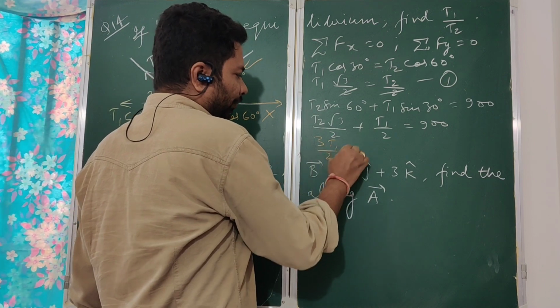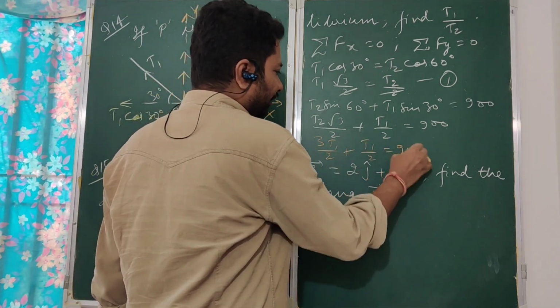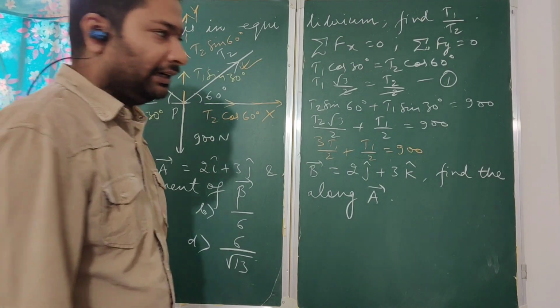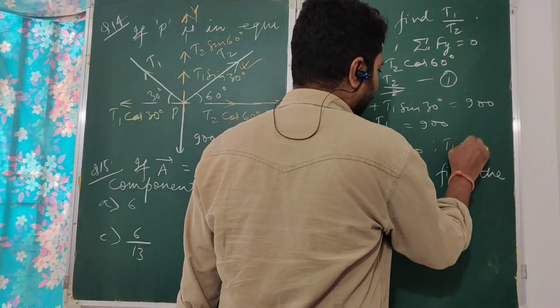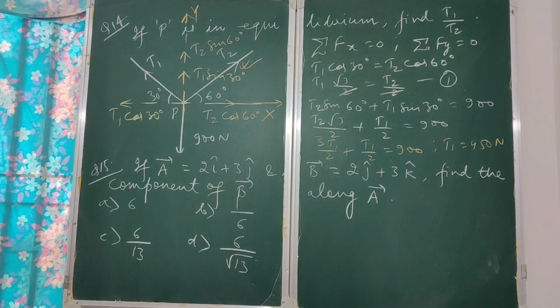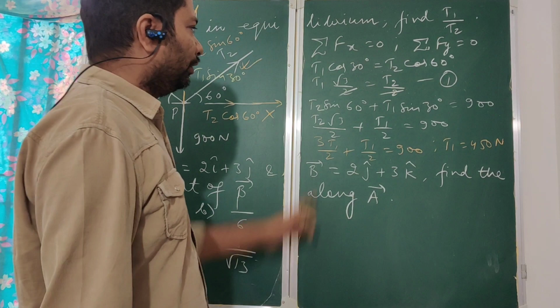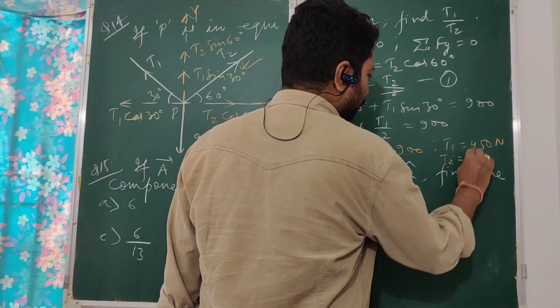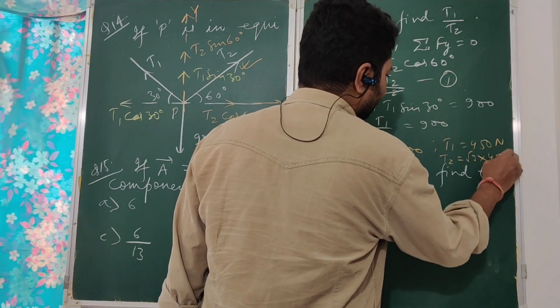So it will become 3T1 by 2 plus T1 by 2, and that is 900. So 4T1 by 2 is 2T1. 2T1 is 900. So what is T1? T1 will be equal to 450 Newton. What about T2 then? T2 is root 3 times T1. So T2 will become root 3 times 450.